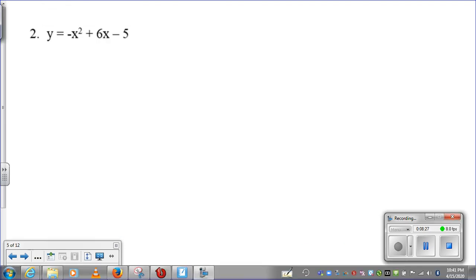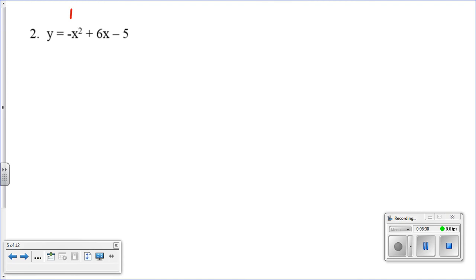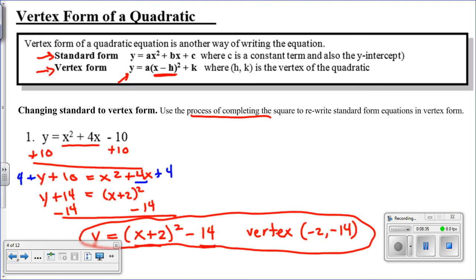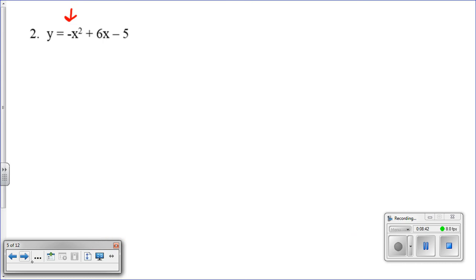In this problem, you'll notice I have a negative. That negative is going to be very important, and I want to draw your attention back to your standard and vertex form here. This a is the same as this a down here. So if this a is a -1, then when I'm all done, I'm going to have a negative out in front of those parentheses. If you remember the process for completing the square, your leading coefficient has to be a +1. So I'm going to have to divide everything here by -1, and whatever you do to one side, you have to do to the other.